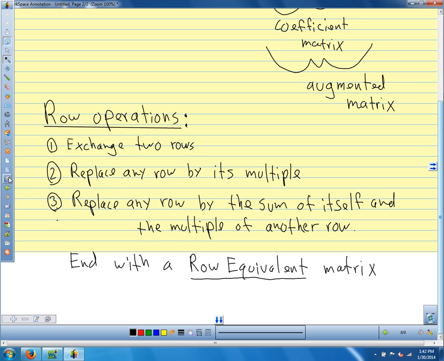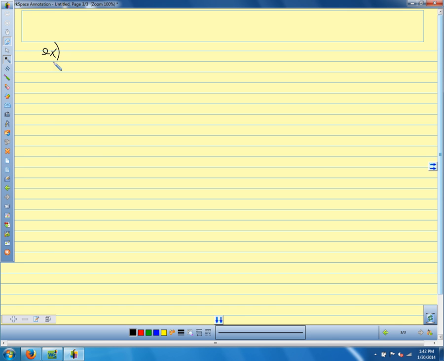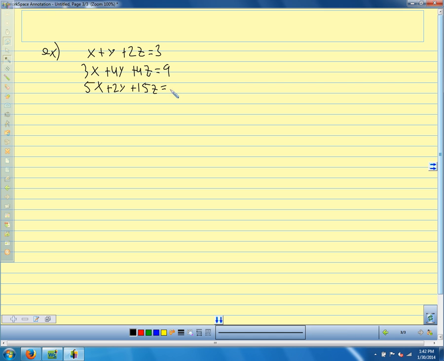All right, so let's look at an example. So our system of equations is going to be x plus y plus 2z equals 3, 3x plus 4y plus 4z equals 9, and 5x plus 2y plus 15z equals 13. So there's our system of equations.